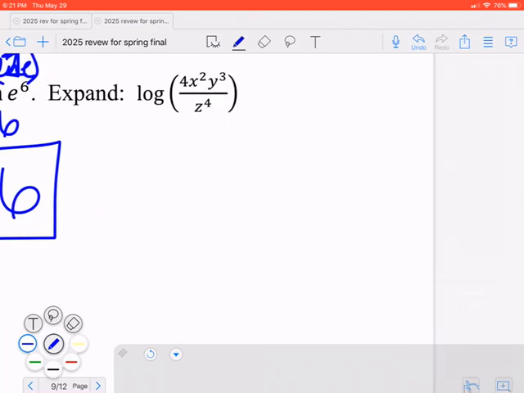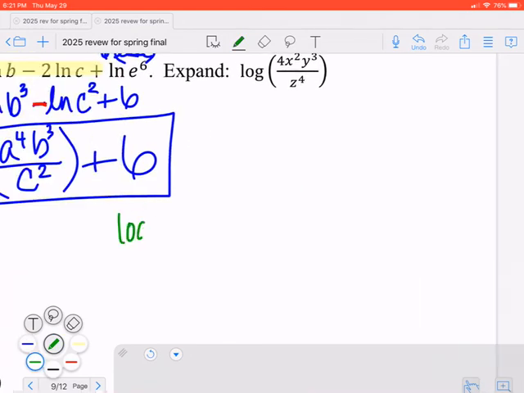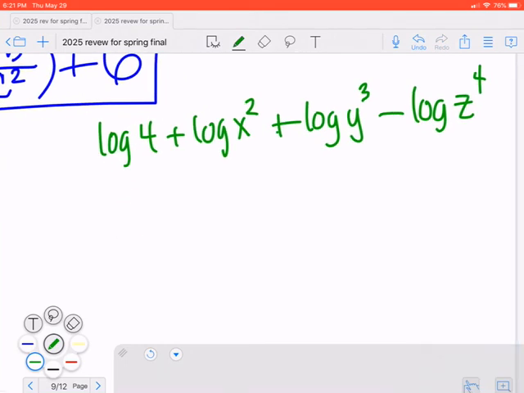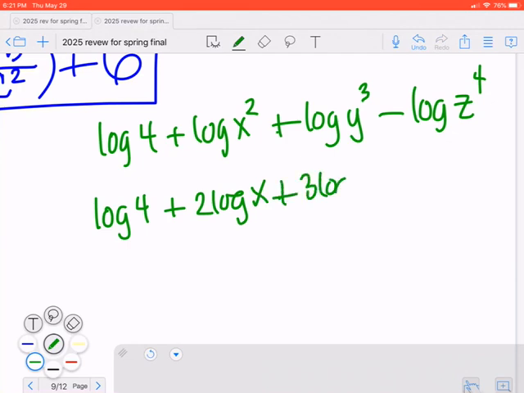Alright, so I just need a lot of room here. So we have the log of 4 plus the log of x squared plus the log of y cubed and then minus, because these are all getting multiplied, and then we divide by z to the fourth, so that'd be minus the log of z to the fourth. And then I'm going to throw my exponents to be in front to be multipliers. So log of 4 plus 2 log of x plus 3 log of y minus 4 log of z.